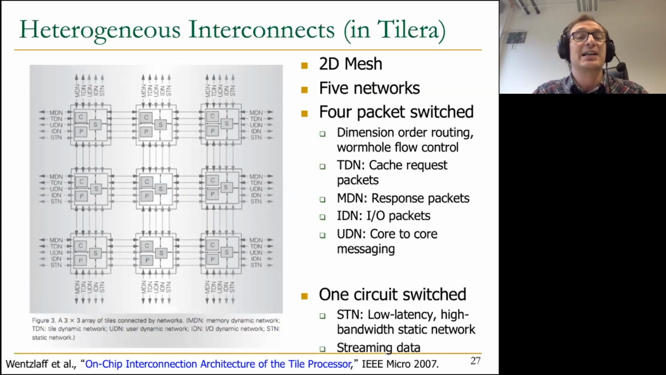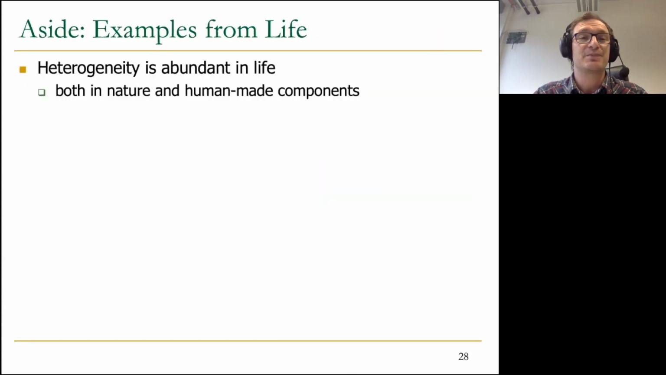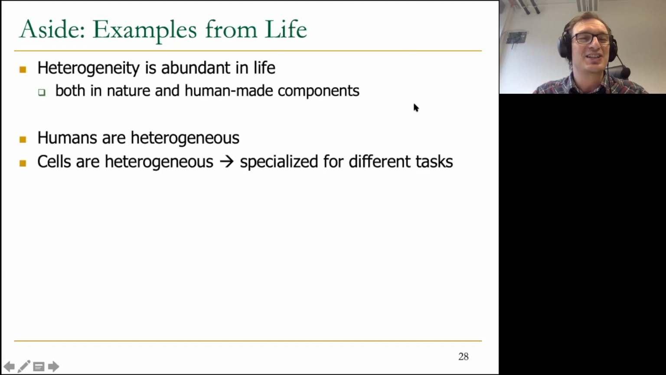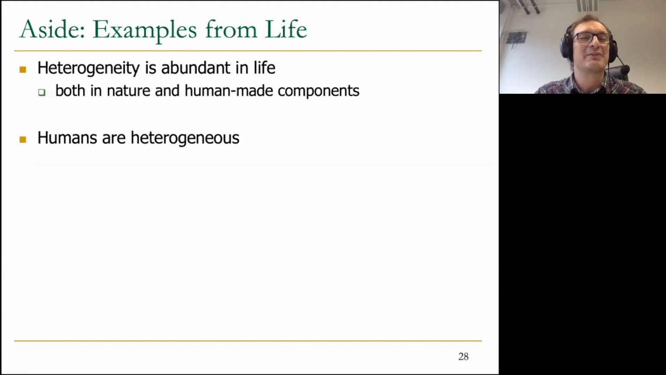So clearly you can see that these networks are specialized for different communication patterns, and this is an example of a heterogeneous interconnect. And there are more examples of this actually, which we may talk about when we talk about interconnects. And there are many examples from life also. Heterogeneity is abundant in life, both in nature and human-made components. Humans are heterogeneous, clearly. We are all different, and we're all unique. I don't think there's any homogeneity example. Even twins are not really completely homogeneous with each other in terms of their behavior, for example.